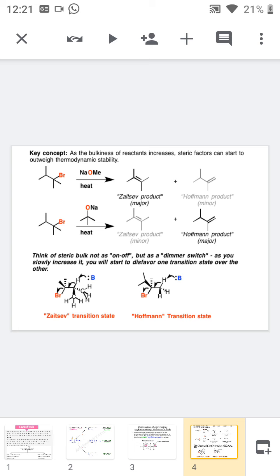That's why if our starting material contains the bulky group, or if our base contains the bulky group, then the Hofmann product is the major product.